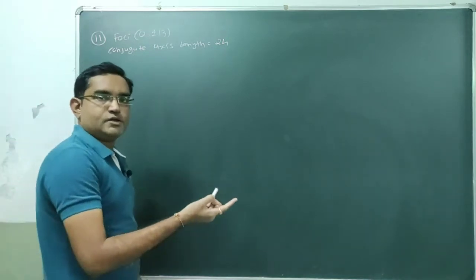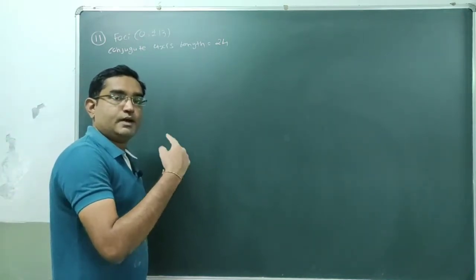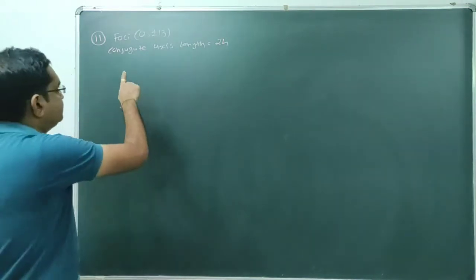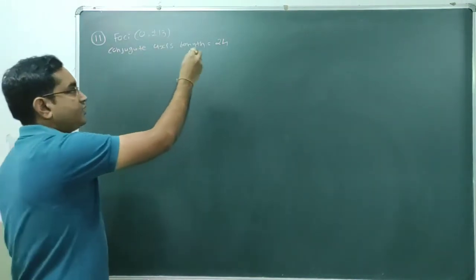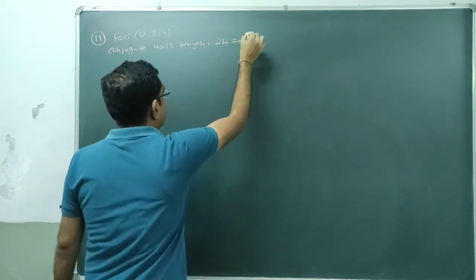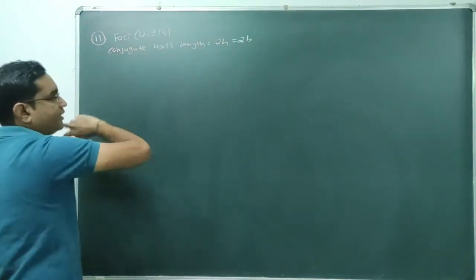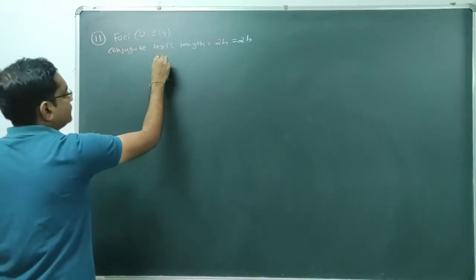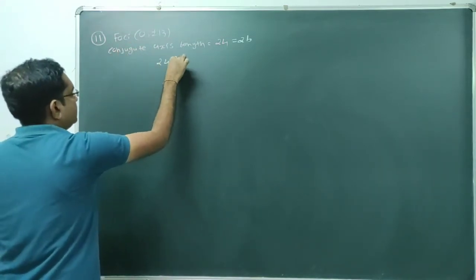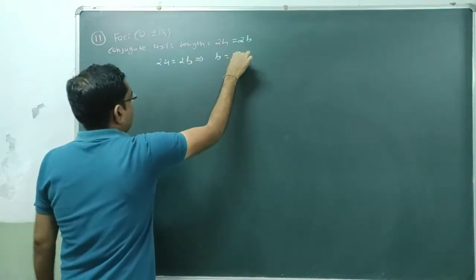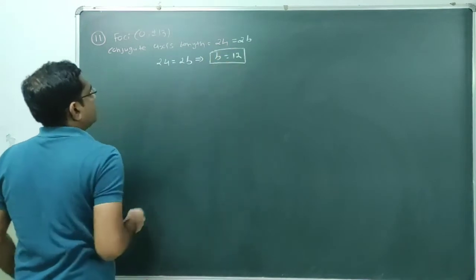Transverse axis length is twice of a. Semi-transverse axis length is a only. In a similar manner, conjugate axis length is twice of b. Don't make a mistake here and take b. This is twice of b, it's the conjugate axis length. The semi-conjugate axis length will be b. So it's twice of b, and therefore b equals 12.